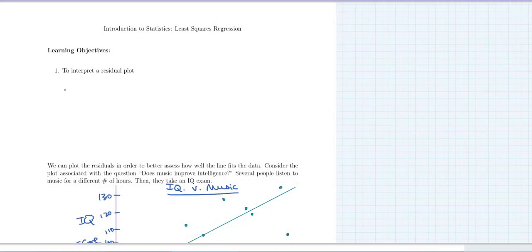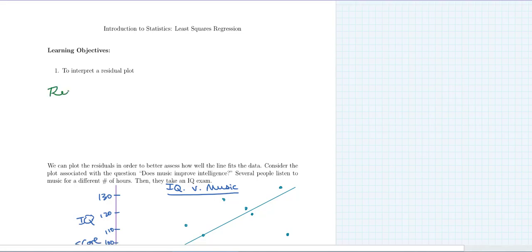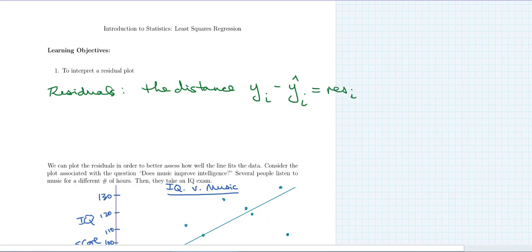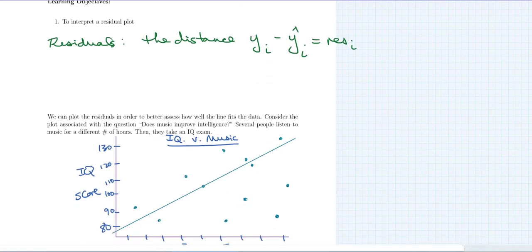In this video, we discuss residuals and residual plots. So first we have to define what a residual is. A residual is just the distance that we talked about in the other video, the distance of yi minus y hat i. We often just call it res. This is the residual of the ith point, and remember, i is just an index. A residual is the vertical distance between the point and the line.